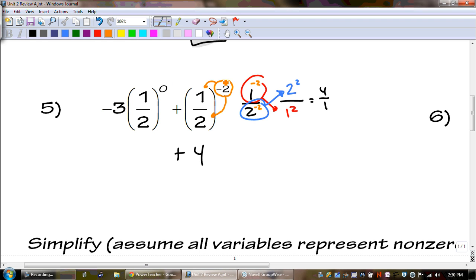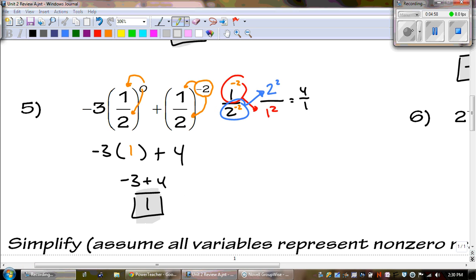Now, I did that first because we had to do a little bit of side work, and on the front we have something to the 0. Well, what happens if our exponent's 0? If our exponent's 0, our base turns into 1. And now we just go through and solve. Negative 3 times 1 is negative 3, and then negative 3 plus 4 gives us a positive 1.